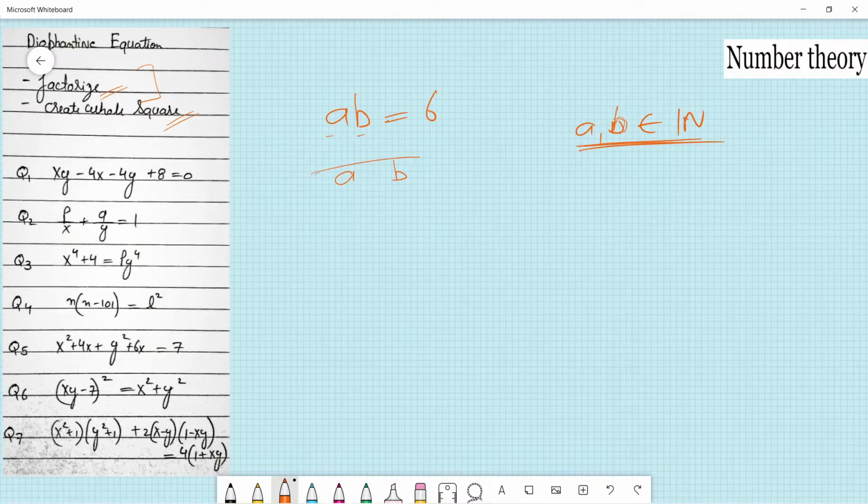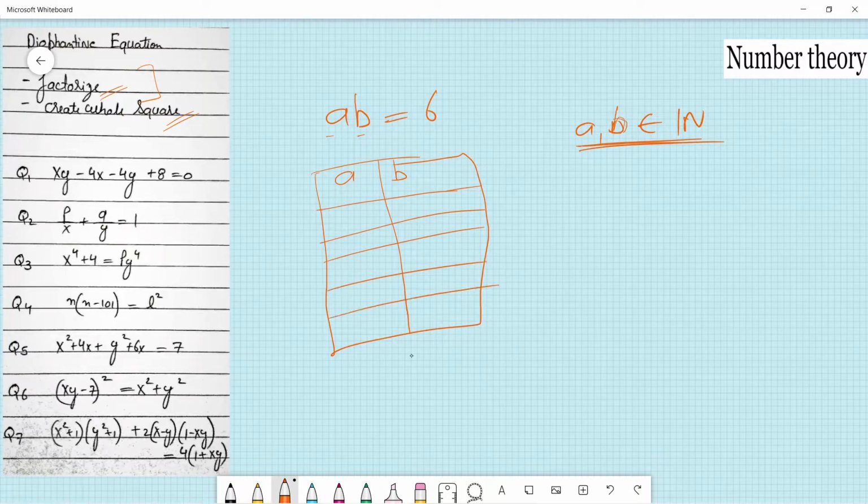Let's make a table here quickly. We can take a as 1, and b then has to be 6. a can be 2, then b has to be 3, and we can take the other way around, 6 1 and 3 2. I think these are all the possible solutions we are going to get out of this Diophantine equation.